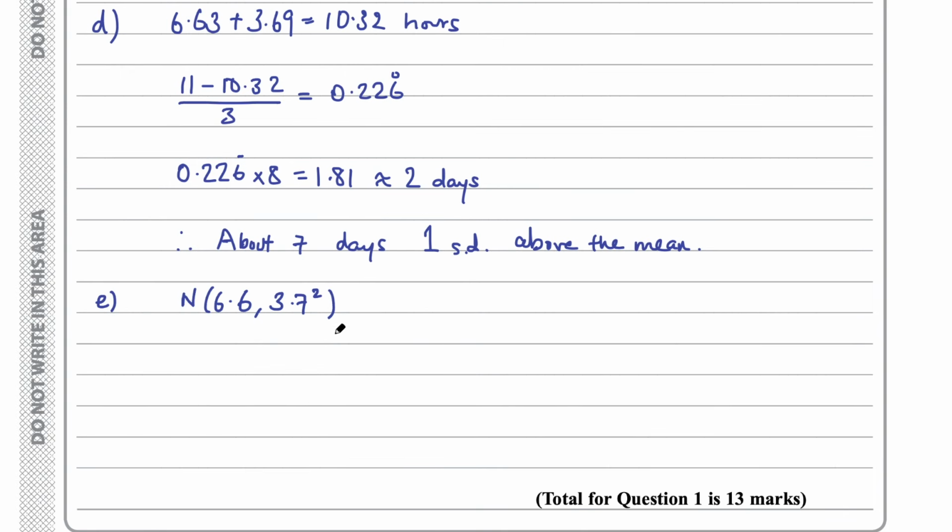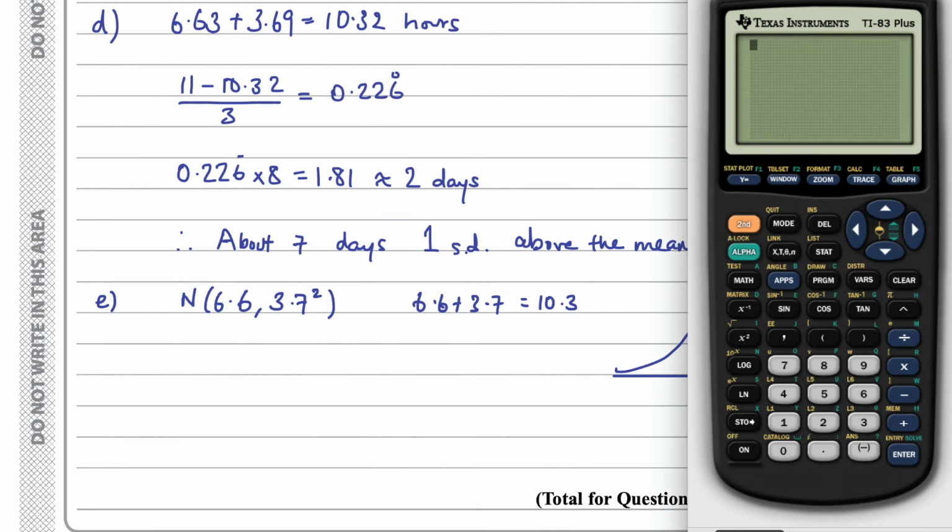So one standard deviation above the mean, that's going to be 6.6 plus 3.7. And that equals 10.3. So if we were looking at a normal distribution, we'd have the mean. That's a terrible drawing, by the way, but you get the idea, and 10.3 out here somewhere, and we want the area above that. So we're going to be able to use the normal cumulative distribution function on our calculator for that.